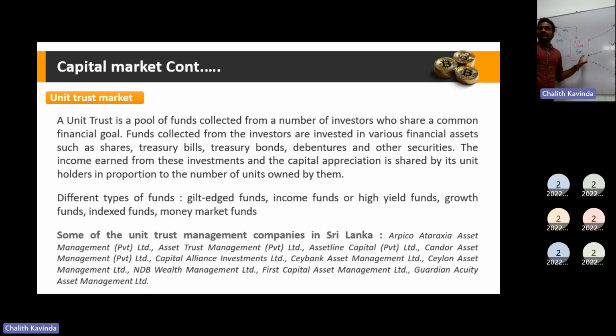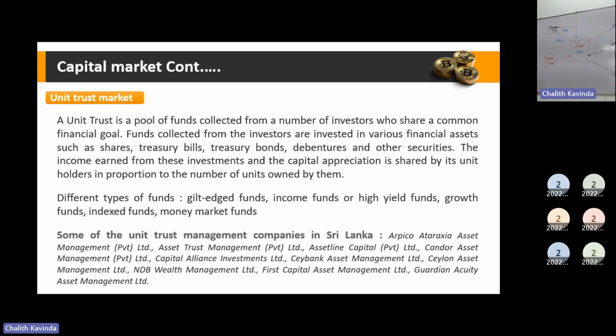Now, most of the people in Sri Lanka do not have an idea about this unit trust market. But if you have satellite TV and you are watching matches, Ten Sports and everything, you can see that they are using many celebrities to promote their unit trust market. You might have seen. In Sri Lanka there are some companies, Capital Alliance, Sea Bank, many companies are there, but the awareness among the public regarding unit trusts is very low. So this is simply what the unit trust market is.